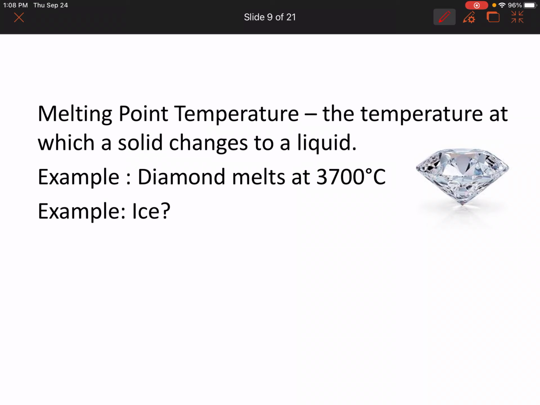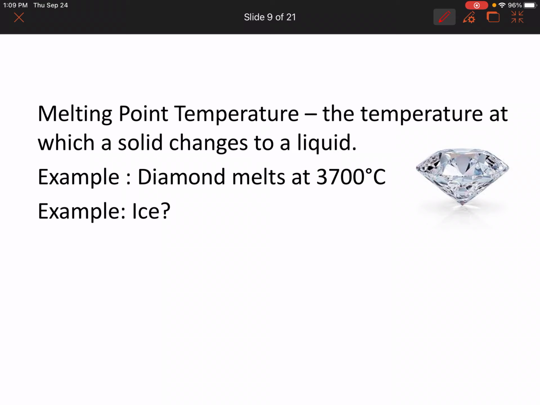So we're going to get through some terminology here before we move on. Melting point temperature is the temperature at which a solid changes to a liquid. So it's when something melts. It's hard sometimes for us to think about the fact that all substances are able to melt. For example, we think of diamonds as being forever because the commercials tell us that, right? But diamond actually melts at 3,700 degrees Celsius. So if you get it hot enough, it is going to melt.